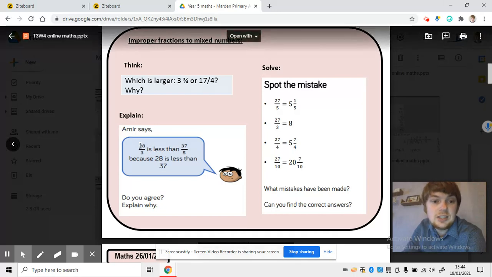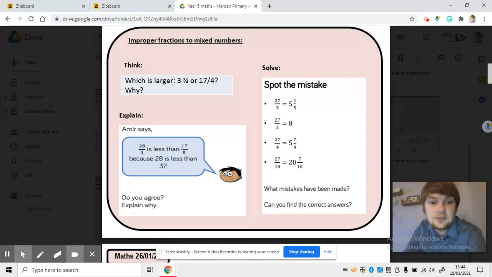And here Amir says 28 thirds is less than 37 fifths because 28 is less than 37. Do you agree with him? Explain why. Now you may agree with him, you may not agree with him, but you need to prove it. And the way to prove it is I would show both of those in mixed number form, because then you have that whole number element to use and potentially argue within your answer.